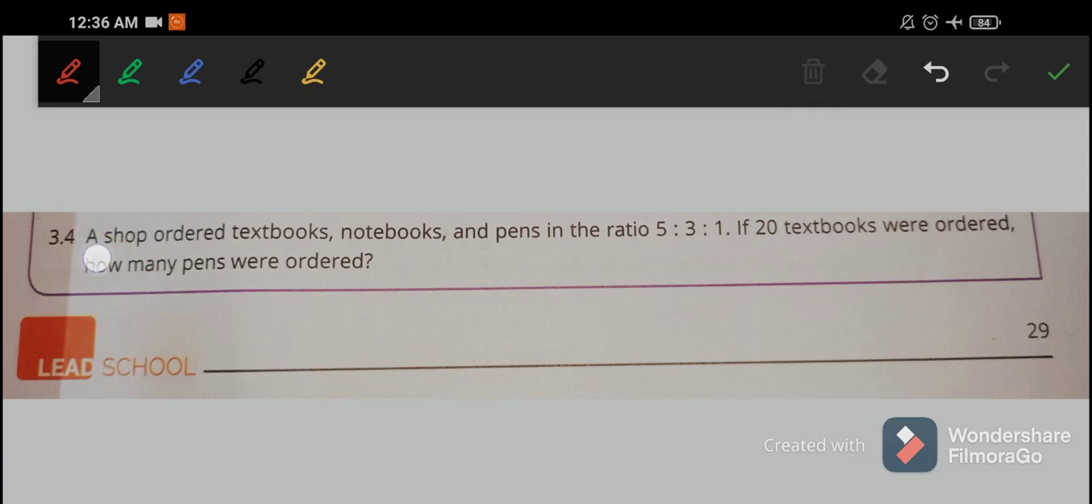The question is, a shop ordered textbooks, notebooks and pens in the ratio 5 ratio 3 ratio 1. So it is given that a shopkeeper is ordering textbooks, notebooks and pens, and they are in the ratio 5 ratio 3 ratio 1. Now it is given, if 20 textbooks were ordered, how many pens were ordered. So we are provided that the number of textbooks is equal to 20. We have to find the number of pens, which is this part. Whenever we are provided with a ratio, first of all our task is to find the common factor. So let's discuss the answer now.